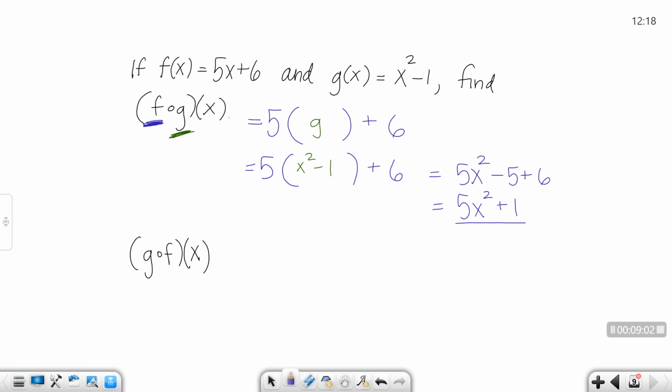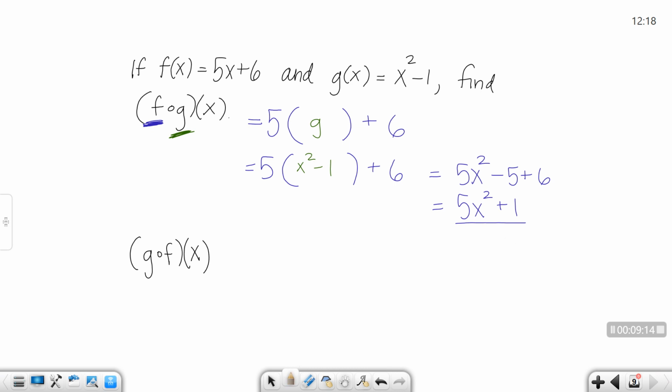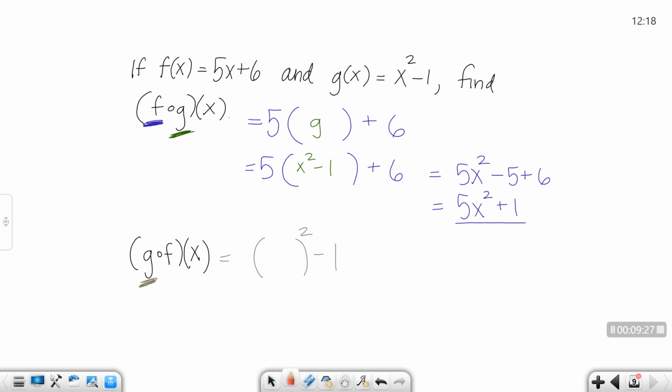Now I can also ask you the function in reverse. So let's pick two different colors. We'll go with red and gray. My first function right here is g. The g function up there is x squared minus 1. What the composition tells you to do is put the second function in the place that's missing. So f would go right here. So f is actually 5x plus 6.